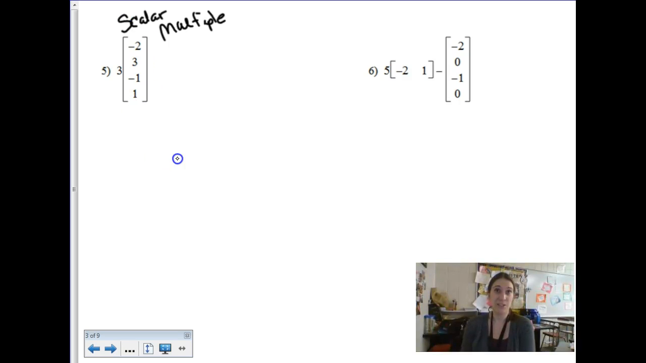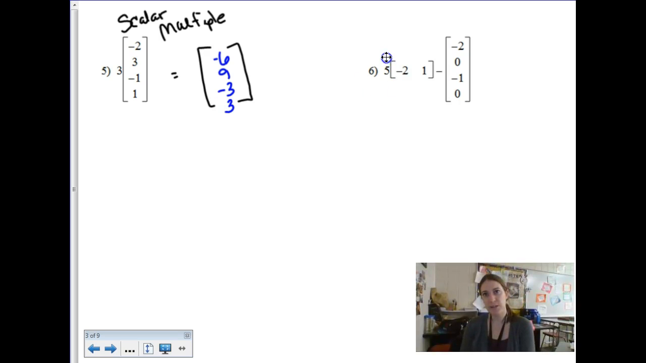And it basically means to distribute a 3 multiple to everybody. So everybody here gets multiplied by a 3. Dimensions don't matter when you're multiplying with scalar multiples, just the resulting matrix is going to have the same dimensions as the original. So everybody hit by a 3 gives you a -6, a 9, a -3, and a 3.